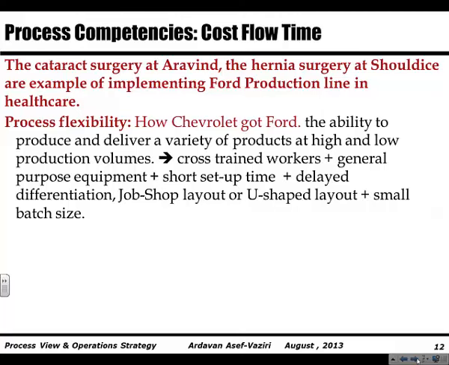For flexibility, we need a job shop and U-shaped layout. I will discuss it later. And we need small batch size. Small batch size means each time we produce a small number of products. We don't produce a product for 6 months of demand, because during that 6 months, customers may change their preferences. They may not want that product anymore. On the other hand, new technology may come, and if I have already produced 6 months of product, it takes me at least 6 months to implement that technology. Therefore, flexible systems are more responsive both to changes in customer preferences and also to changes in technologies.